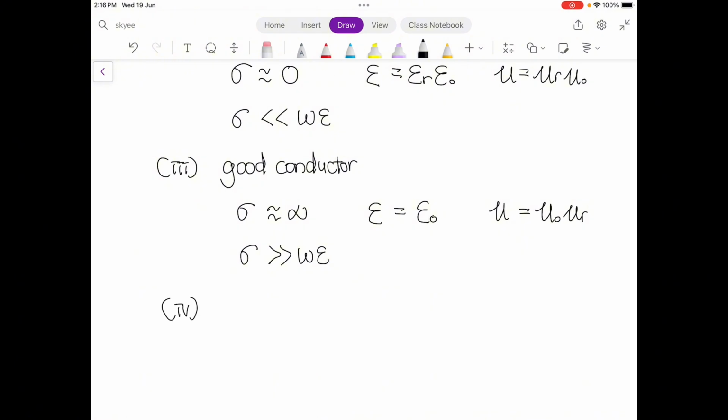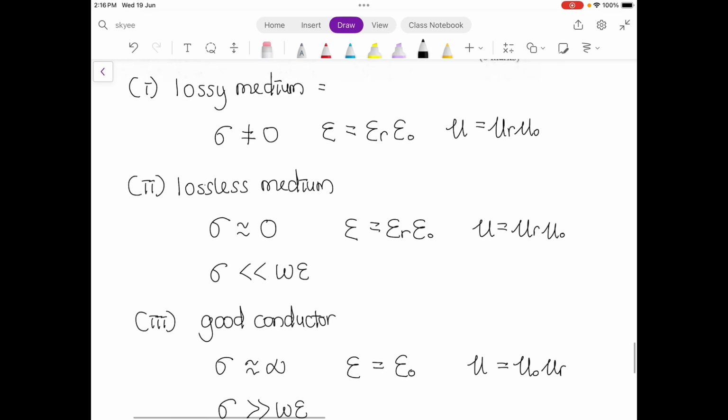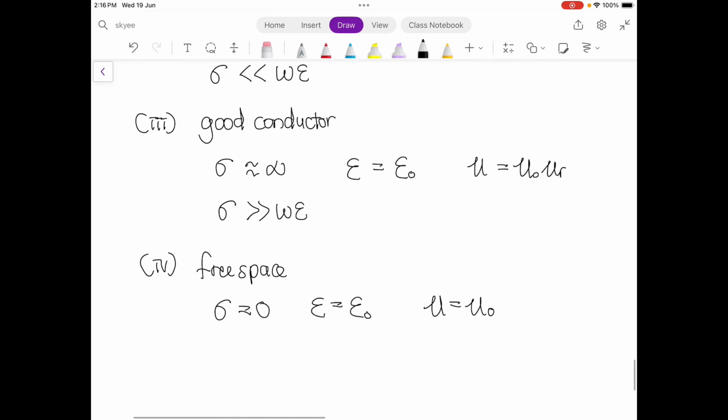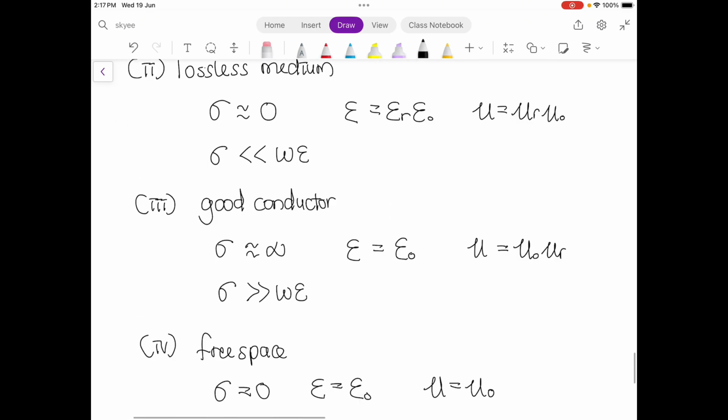And lastly, we have free space. For free space, the conductivity is equal to 0, epsilon is equal to epsilon naught, and mu is equal to mu naught. So these are the characteristics of 4 different mediums that the wave can propagate in. Alright, we go to the next question.